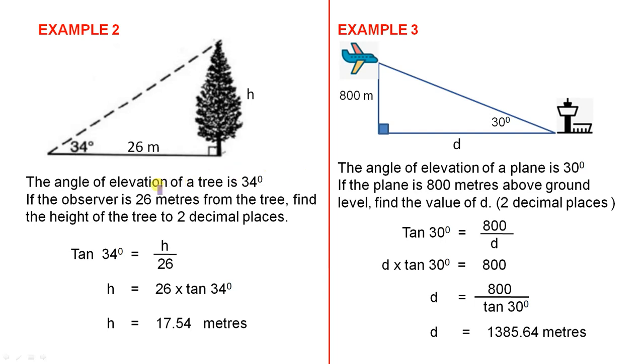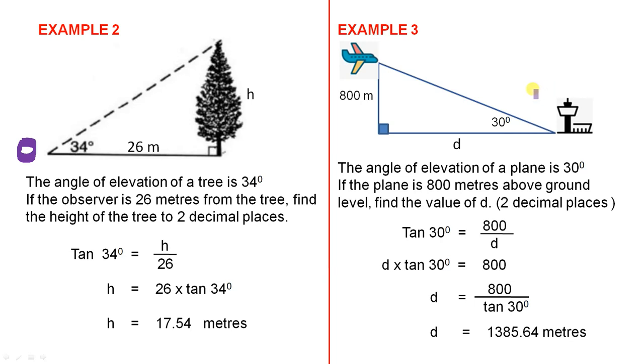Example 2. The angle of elevation of a tree is 34 degrees. If the observer is 26 meters from the tree, find the height of the tree to 2 decimal places. So this is similar to the previous example. Here's the angle of elevation. That's the distance from the tree to the observer. So if that's O, where the observer is, and we have to find the height of the tree. So tan 34 equals h over 26. So h equals 26 times tan 34. If you put that in your calculator, you will get that the height of the tree is 17.54 meters, correct to 2 decimal places.